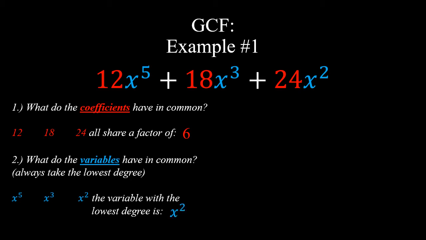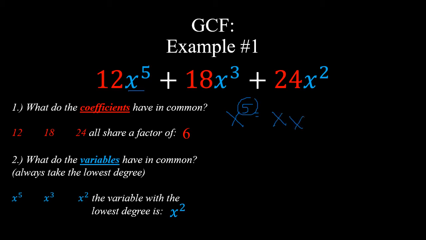So before we go on, I just want to tell you why we take the variable with the lowest degree. Let's think about it for a second. So when we're thinking about GCF, we're thinking about the greatest thing that these terms have in common, right? The greatest factor that these terms have in common. So in our first term, we have x to the 5th. And if you remember from one of our previous videos, I explained that the degree just means how many copies we're multiplying together. So here we're multiplying 5 copies of x.